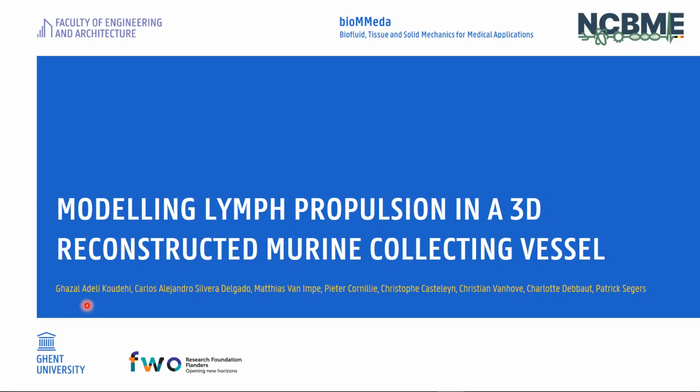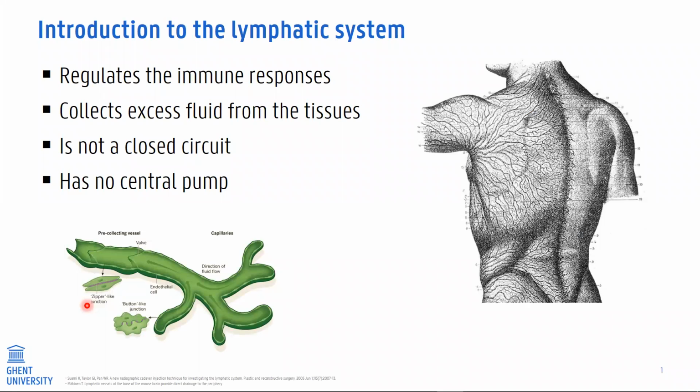to one of my recent works. The lymphatic system is a network of converging vessels dispersed all over the body. It regulates the immune responses and collects excess fluid from the tissue, maintaining homeostasis.